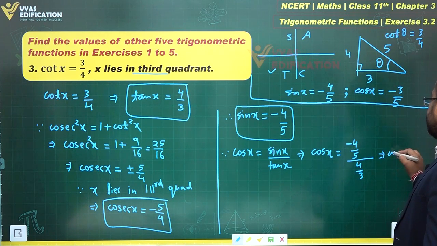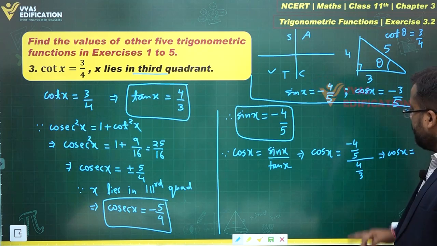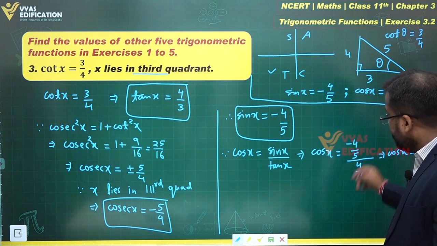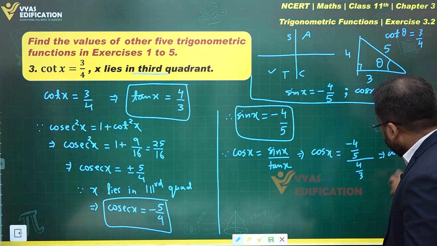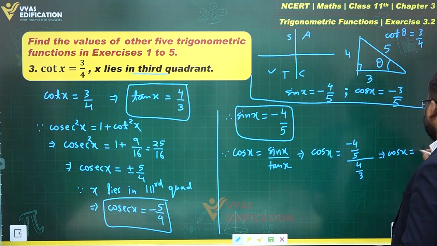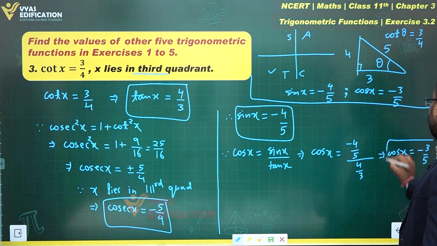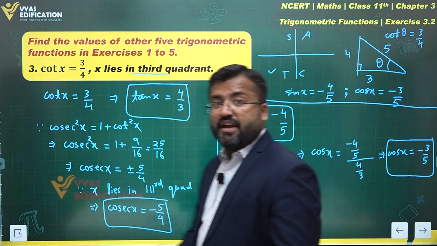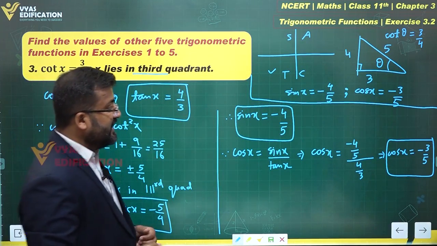This gives me cos x equals what? Can you observe that the 4's will get cancelled. This 3 will reach the top and there will be a 5 in the denominator. This is minus 3 by 5. Cos x is minus 3 by 5. And after cos x, you can easily get sec x.